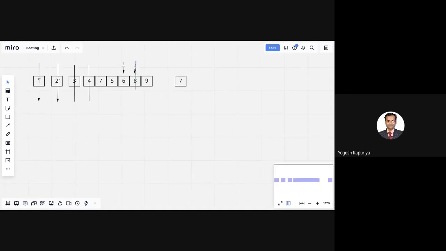Once again, if you check the position, if I is less than J, then swap. If I is greater than J, then stop. Here I is greater than J, so it stops. But before you stop, what you will do is you will swap the number at A of J with the pivot number. So here pivot is 7. So that will be swapped with 6. And this will be my partitioning.